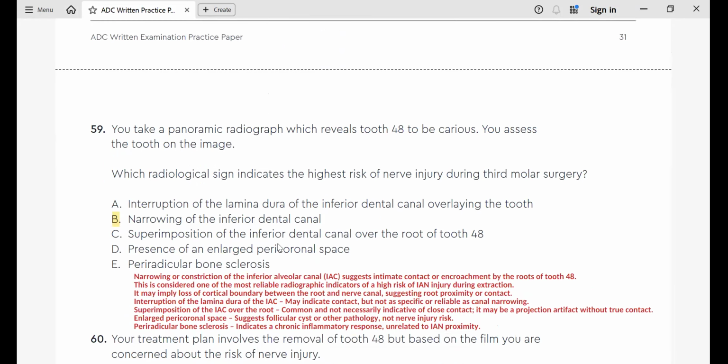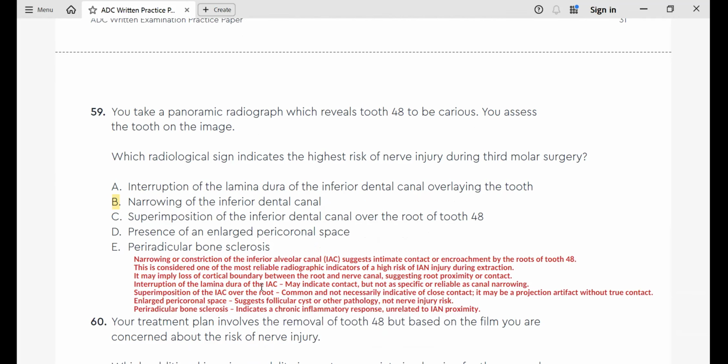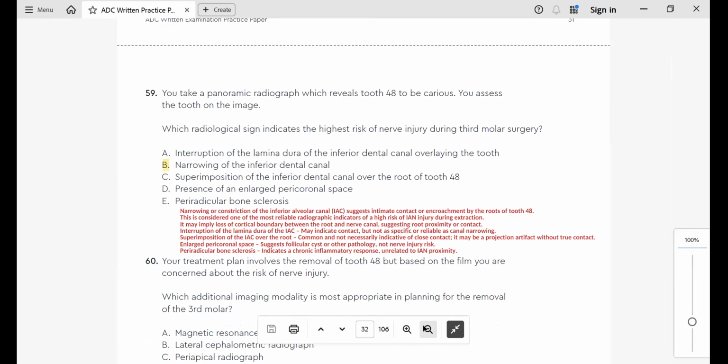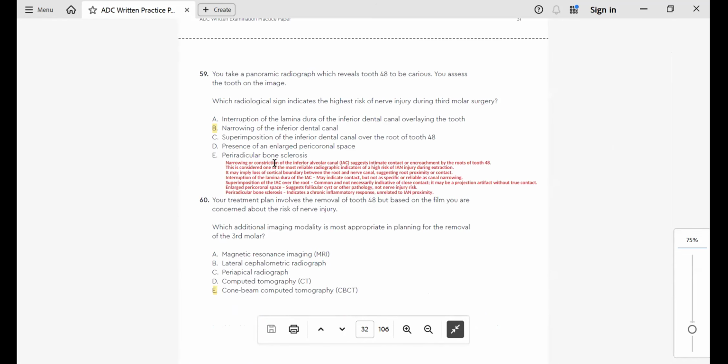So what it says here, narrowing or constriction of the inferior alveolar canal suggests intimate contact or encroachment by the roots of the tooth 4/8. This is considered one of the most reliable radiographic indicators of high risk of nerve injury during extraction. It may imply loss of cortical boundary between the root and the nerve canal, suggesting root proximity or contact. Interruption of lamina dura of the inferior alveolar canal may indicate contact, but not as specific or reliable as canal narrowing. Superimposition, not really. Enlarged pericoronal space, periapical bone sclerosis does not have any relevance. All right. I'll understand why I have selected B here as well as in the portal answer key.